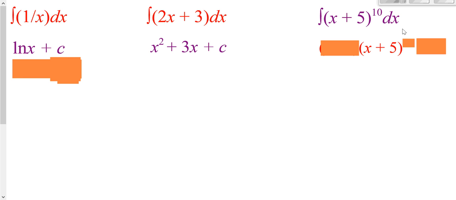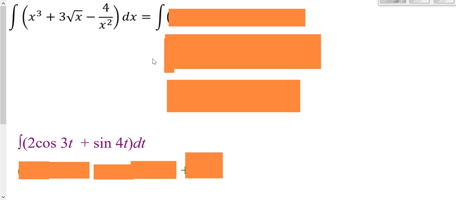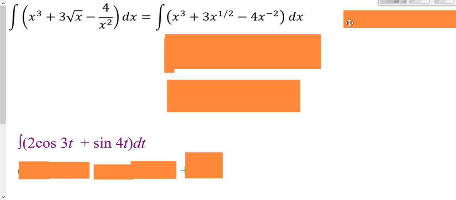Over here, you'd have to increase your exponent by 1, so then you'd have to have a 1 over 11 in front to offset that exponent, and then you'd still have to have your plus c. So this is anti-differentiation. Now the power rule, working backwards, that we've been using does not work when your variable's in the bottom. Also, I'm going to rewrite my root as a fractional exponent. So now I'm going to go ahead and integrate this.